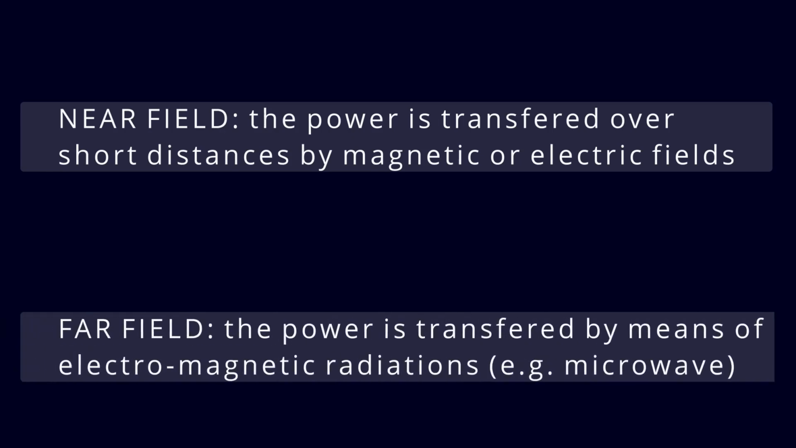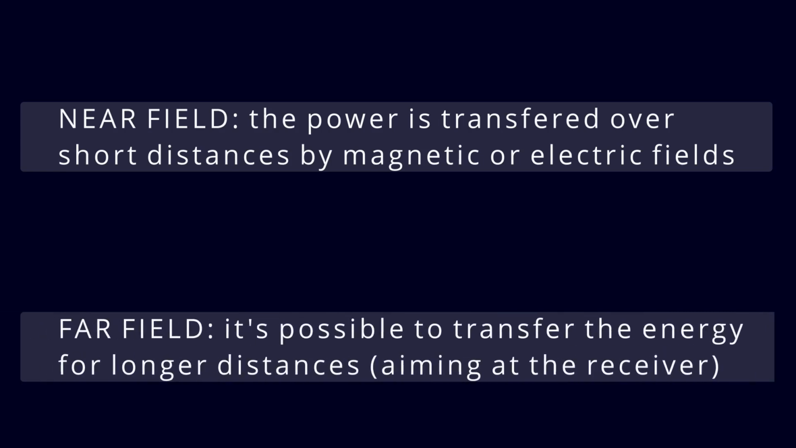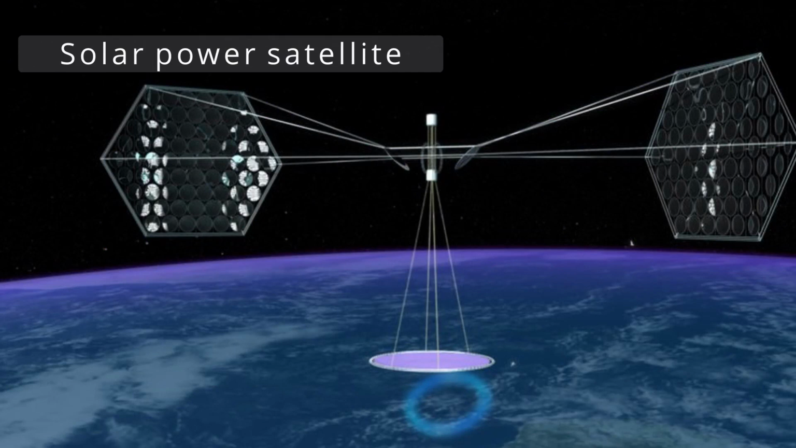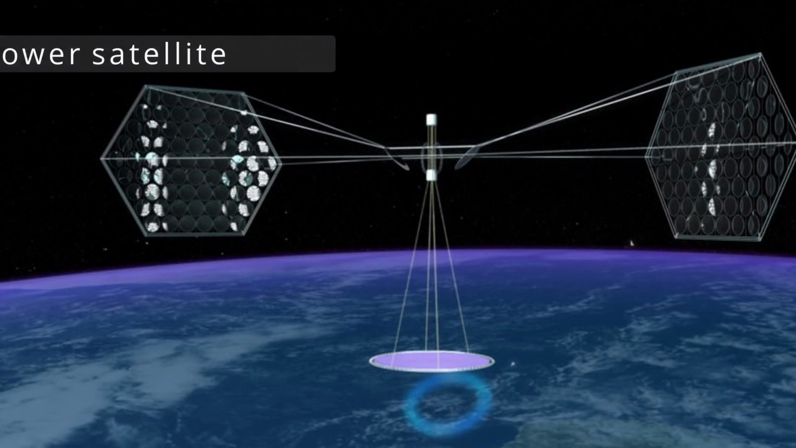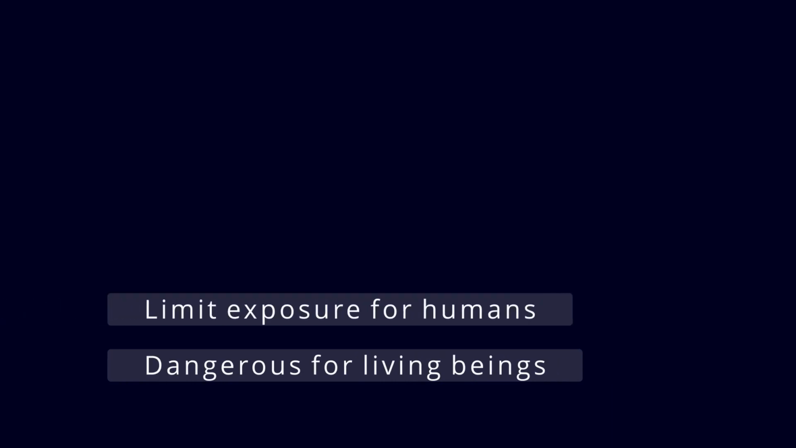In far field, also called power beaming, power is transferred by beams of electromagnetic radiation, like microwaves or laser beams. In this way, it's possible to transport energy over longer distances if properly aimed at the receiver. For example, a useful application is solar power satellites. The problem with this kind of technology is that it could be dangerous for living beings, and for this reason it's important to limit their exposure to the electromagnetic field.